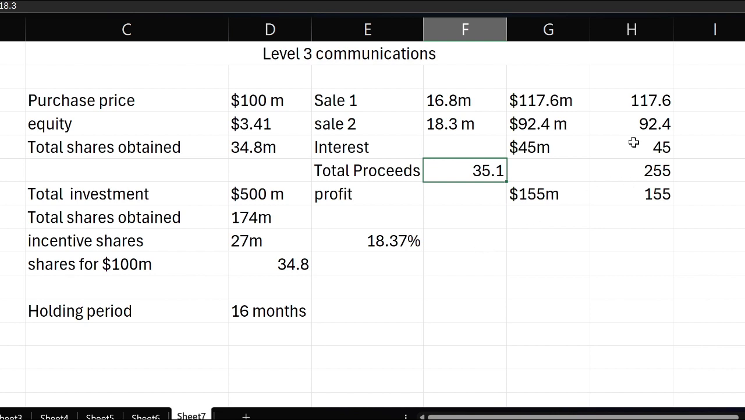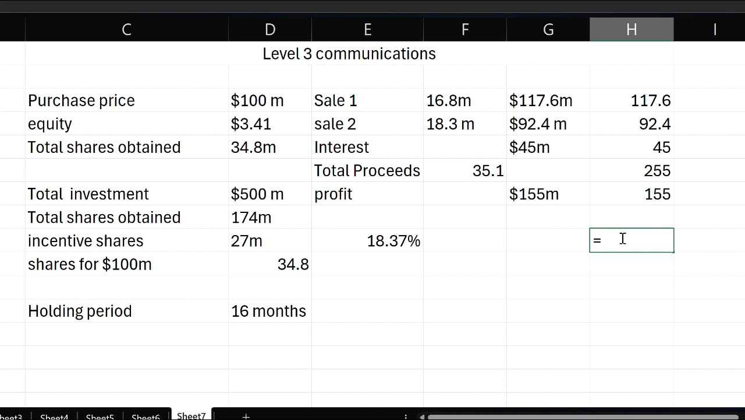So he sold it for 117.6 million in one go, and the second sale is for 92.4 million, and he also got 45 million as an interest charge. If you add all three, the total proceeds are 255 million, out of which the initial investment is only 100 million. So if you deduct 100 from 255, he got a profit of 155.5. And in terms of annual yield, let us see how much, because the holding period is only 16 months. Let us calculate how much he got as a yield.